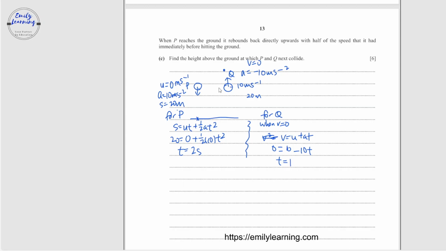So if Q takes 1 second to go from this point here to the highest point, it will also take 1 second to go from the highest point back to this point here, which is 20 meters above the ground.